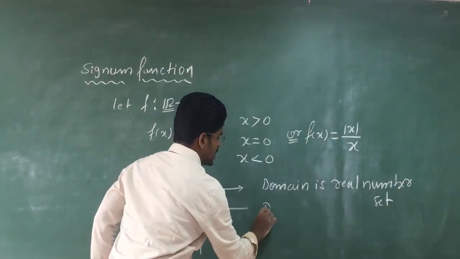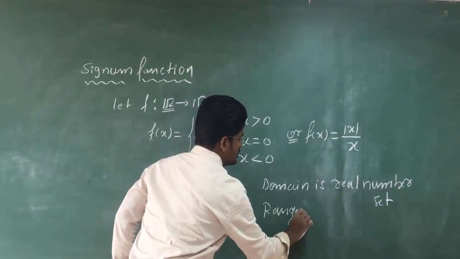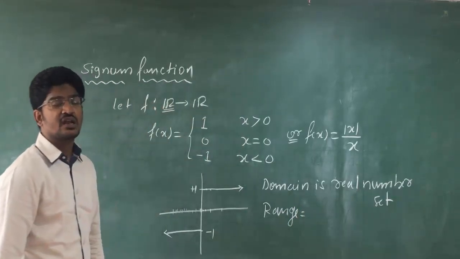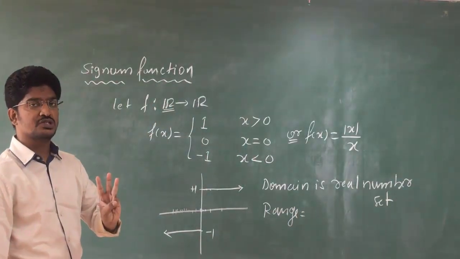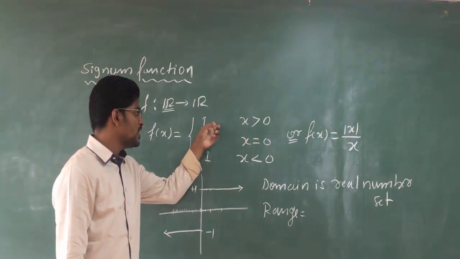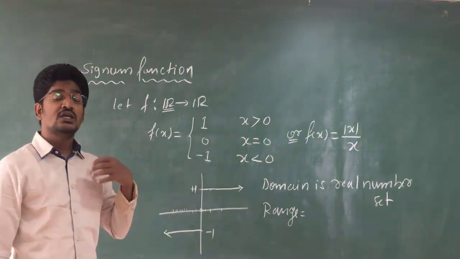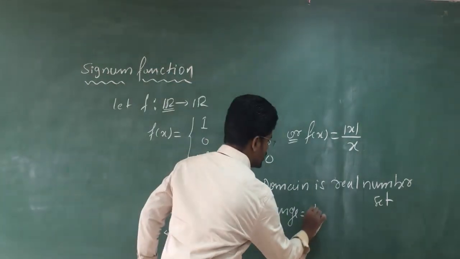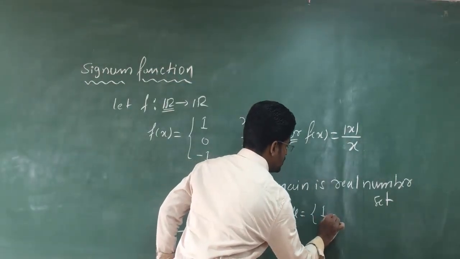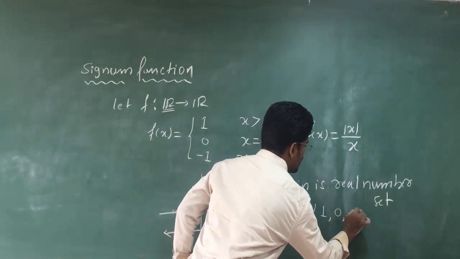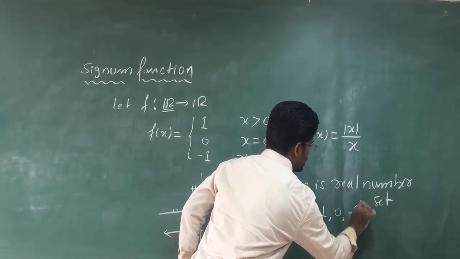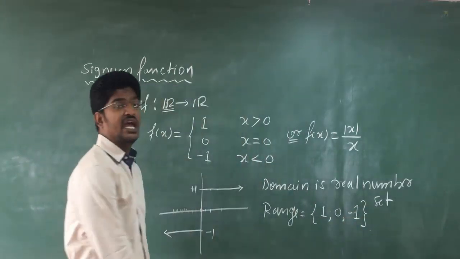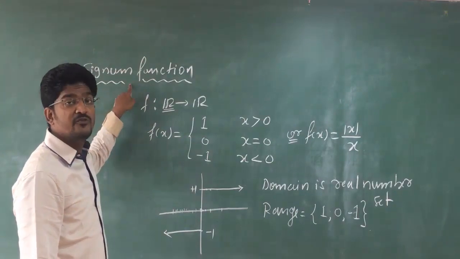And what about the range? Guess what the range is here. You are getting only 3 outputs. That is what? 1, 0, minus 1. These outputs are nothing but your range. So that's why the range is going to be equal to {1, 0, minus 1}. So this is your range for the signum function.